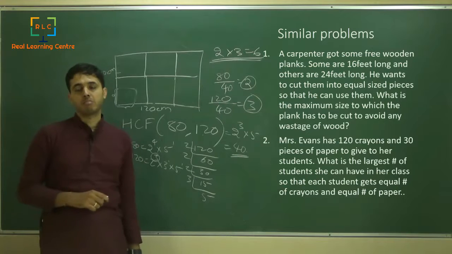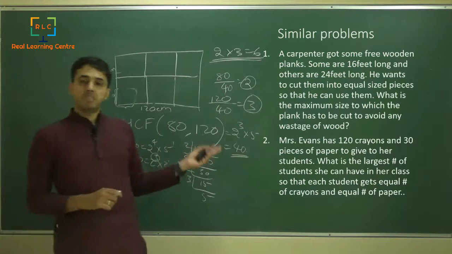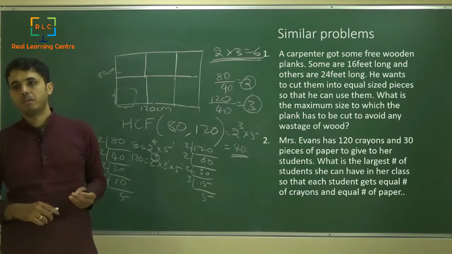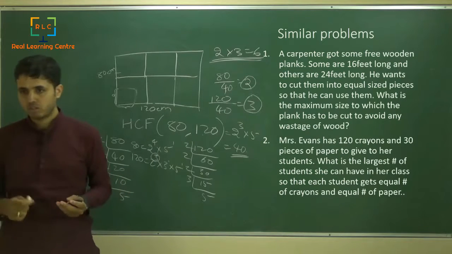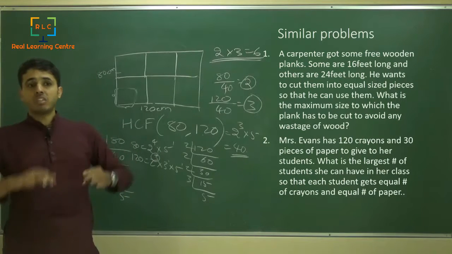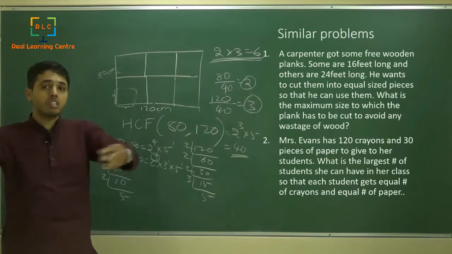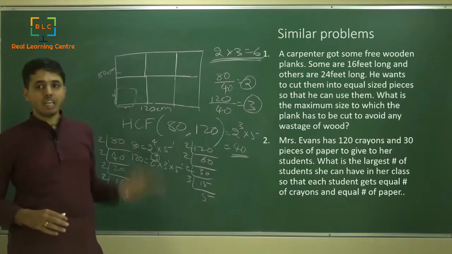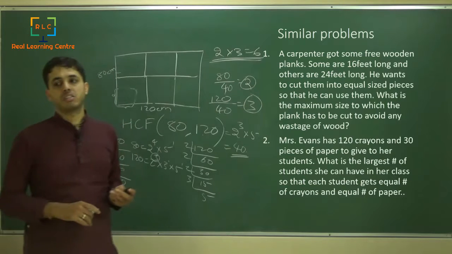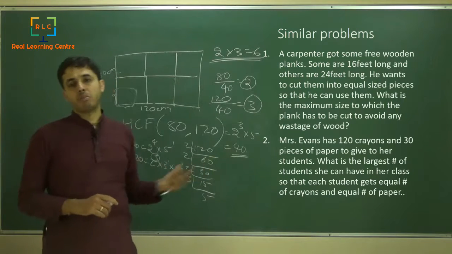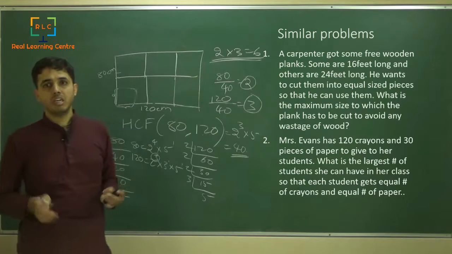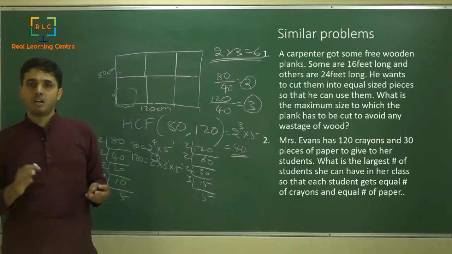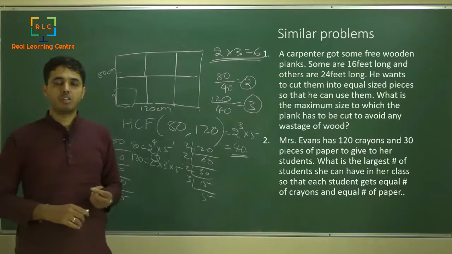Now we'll take another practice problem. Mrs. Evans has 120 crayons and 30 pieces of paper. Now she wants to distribute them among her students. And what is the largest possible capacity of the classroom? The largest possible number of students she can have in her class, so that each student gets an equal number of crayons, okay, and an equal number of pieces of paper. I can see the keywords: largest possible student size, equal number of crayons, equal pieces of paper. I hope you got the clue and solve this problem.